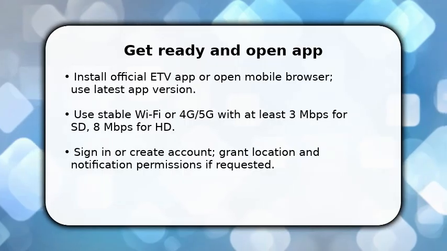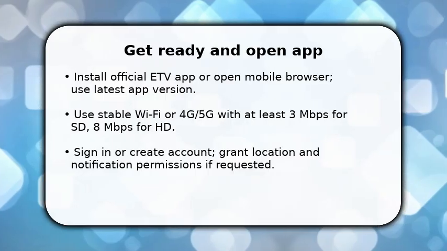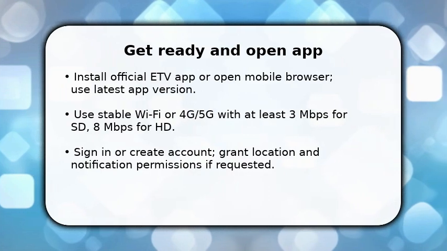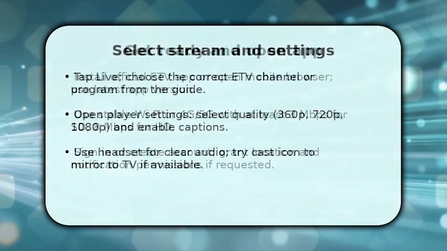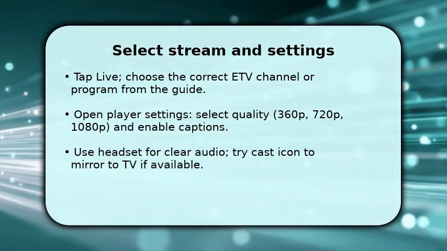Then sign in or create an account, accept basic permissions like location or notifications, and allow the player to use audio. Once done, tap Live to begin loading the stream. Once the live screen appears, pick the ETV channel or program you want from the schedule.